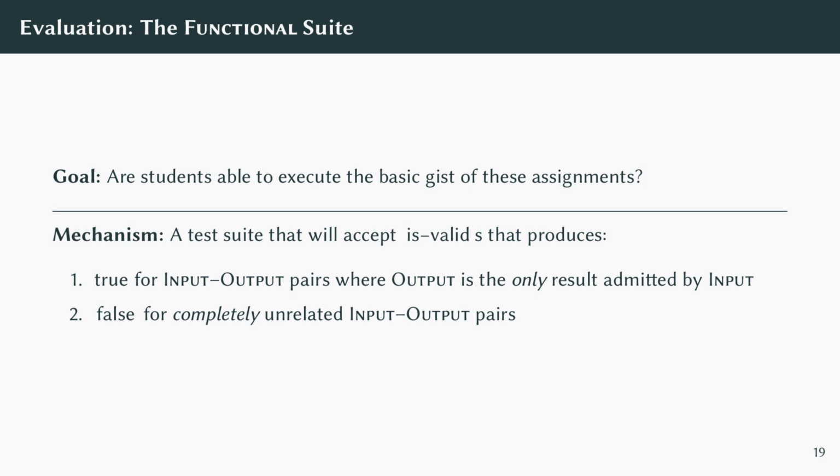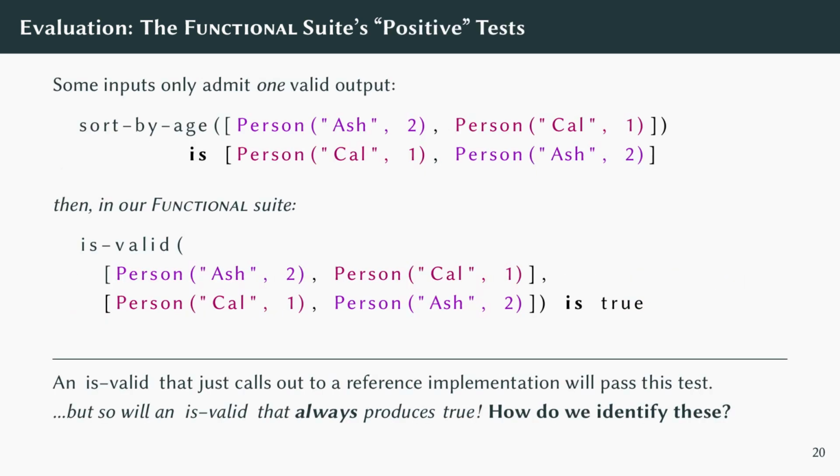This test suite has two kinds of tests. Tests where isValid produces true for input-output pairs where output is the only result admitted by input, and false for completely unrelated input-output pairs. We call these first set of tests where isValid produces true positive tests. These are simple test cases where there's only one possible output for each input. A student doesn't actually need to do property-based testing to pass these. They could simply sort the input and check that the result matches the given output. But a stub implementation of isValid that always produces true would also pass these tests.